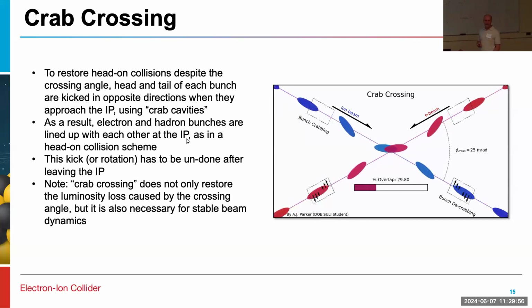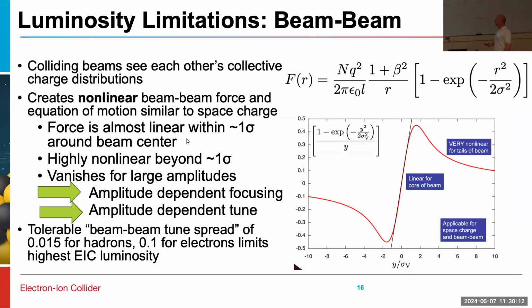Okay, we also need to do this not only to restore the luminosity, but also for beam dynamics purposes. The beam dynamics would not be stable without grabbing the beams, without these funny rotations here. Okay. So the next luminosity limitation, that's the beam-beam interaction itself.